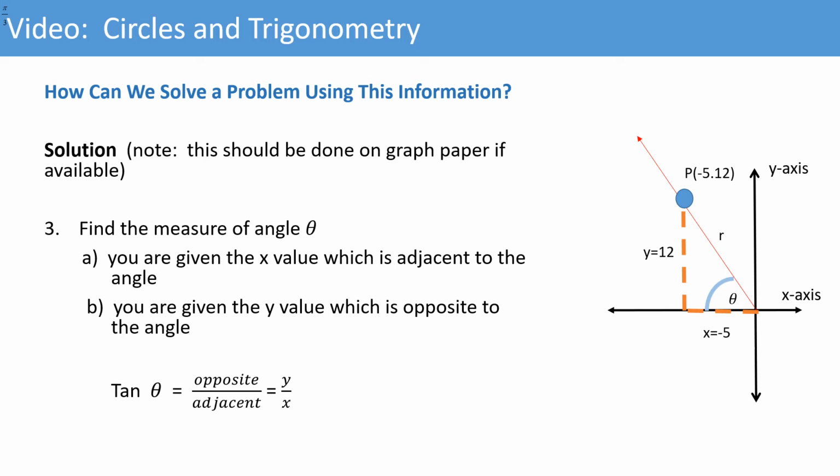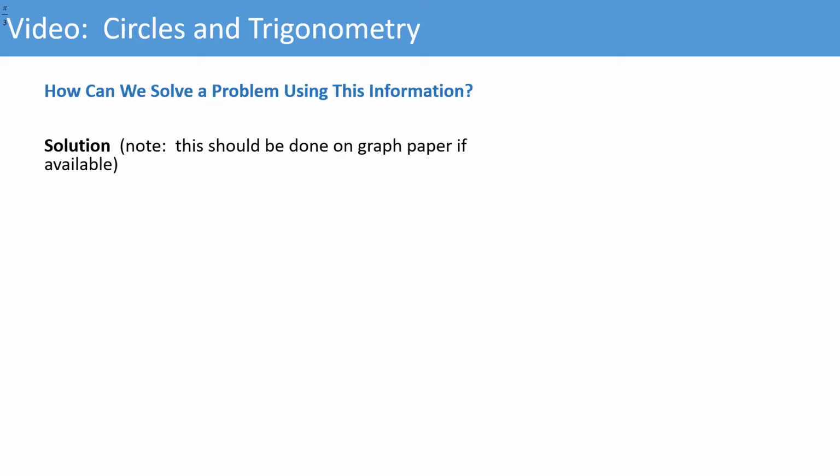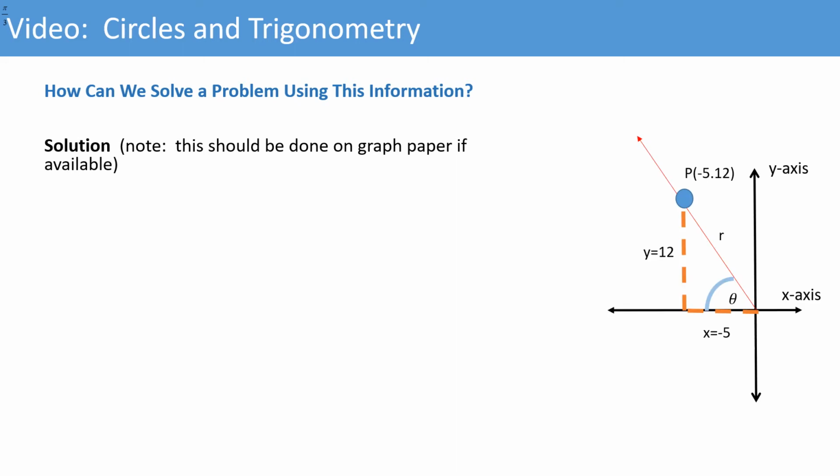Find the measure then of angle theta. You are given the x value, which is adjacent to the angle. You are given the y value, which is opposite to the angle. Therefore, we can use tan theta, which is opposite over adjacent, which is y divided by x. The tan of theta is equal to opposite over adjacent, which is y over x.